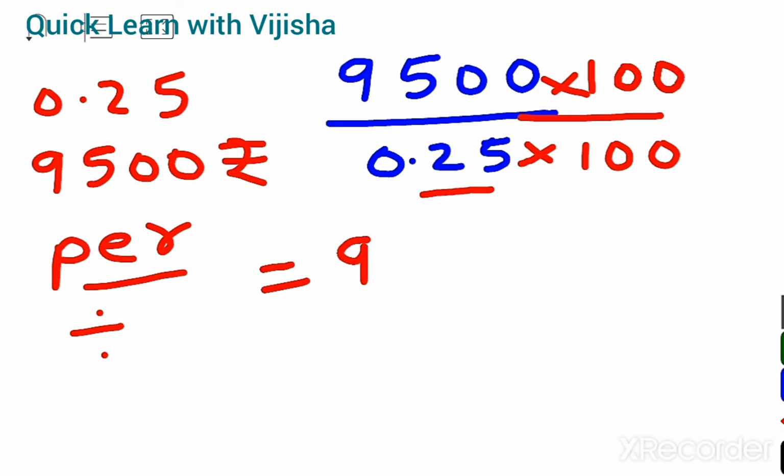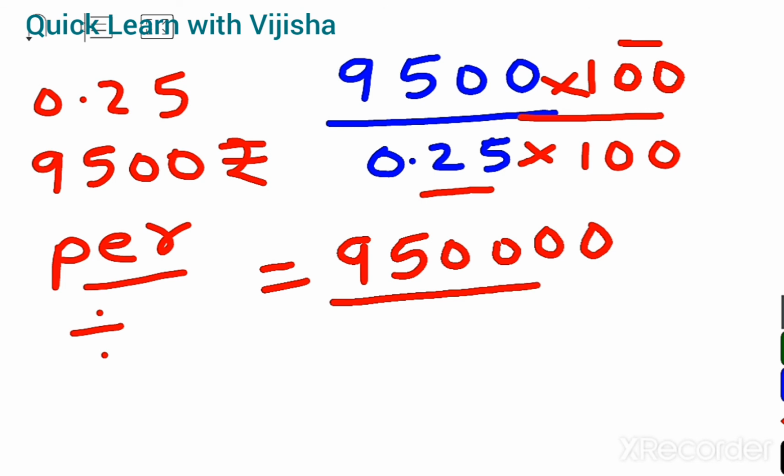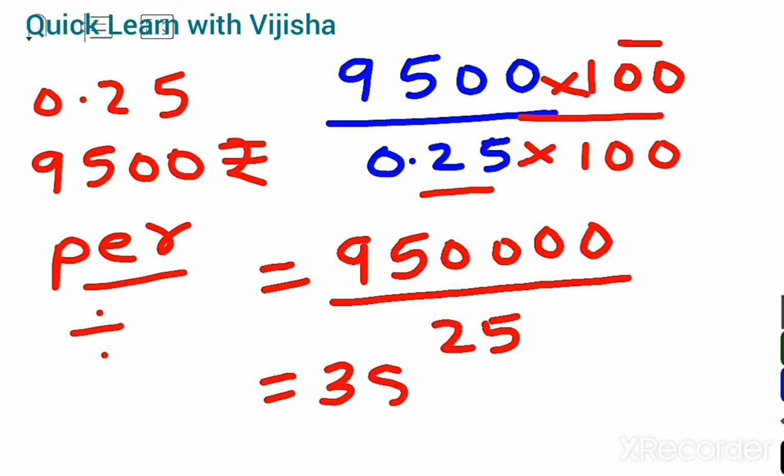Understanding, children? Now it will give you the value as 9,500 and these 2 zeros. So it will become 9,50,000, and 0.25 multiplied by 100 will give you 25. The decimals will get removed. Now we have to divide 9,50,000 by 25. So the value you will get is 38,000 rupees per quintal.